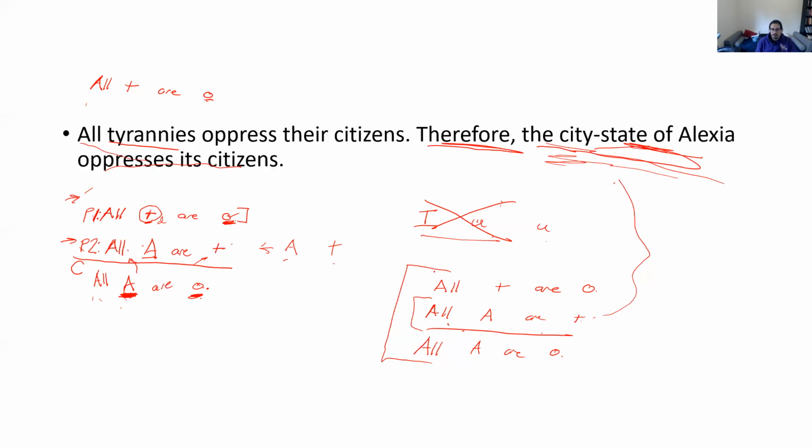Okay. What is the mood and figure of this? Well, no surprise, this is an AAA1 argument. In other words, it has that same structure as: all mammals are animals, all dogs are mammals, therefore all dogs are animals. Same arguments, just different terms.